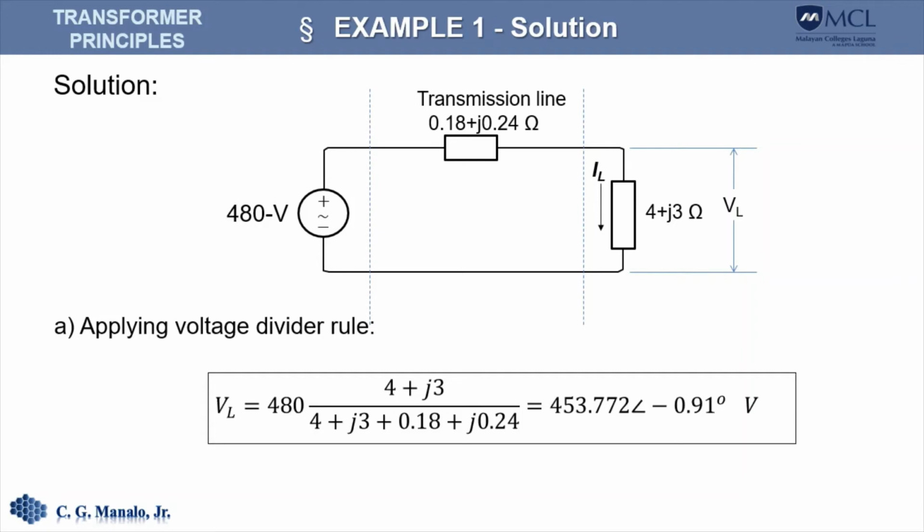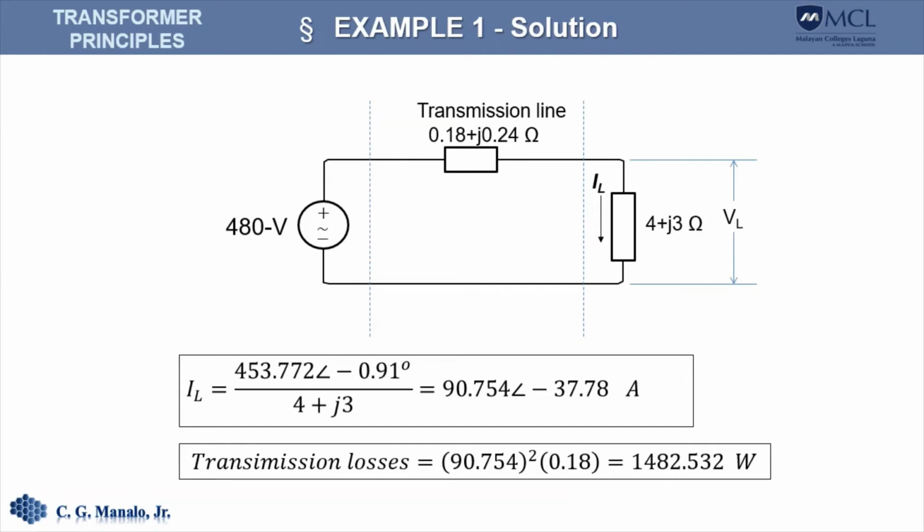Okay, so without the transformer, we can compute the voltage at the load simply using a voltage divider. So 480 times the dividing factor, and that should give us this one. Notice that we get a voltage that is lower than the source voltage, almost a 30 volt penalty with respect to the source voltage of 480 volts.